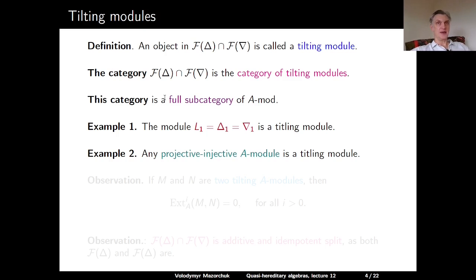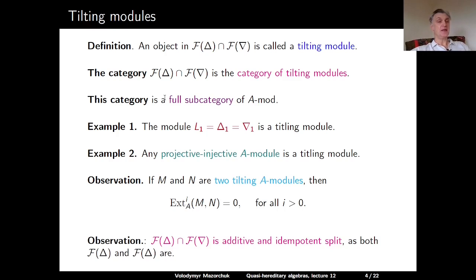There is no reason why an algebra should have non-zero projective-injective modules, but if such modules exist, they all are tilting modules. Note that if we have two tilting A modules M and N, then all extensions of positive degree from M to N vanish. This is because M belongs to F delta, while N belongs to F nabla. That's just the consequence of the Ext orthogonality between F delta and F nabla.